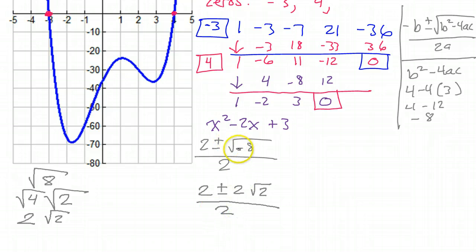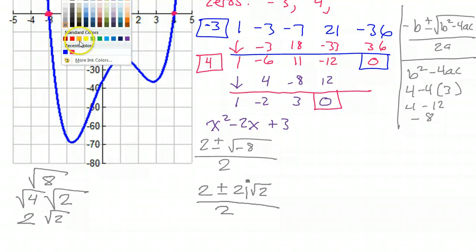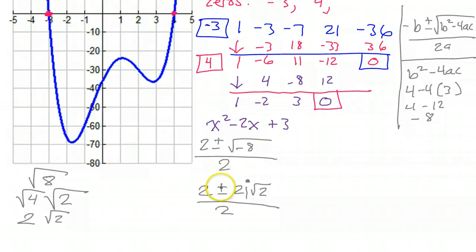Wait a minute, so that negative under the radical is going to become an i. So that i goes right here. So 2i radical 2. But we must reduce before we have the final answer. Okay, so we will reduce. We will use our heart to reduce. All of these are divisible by 2.